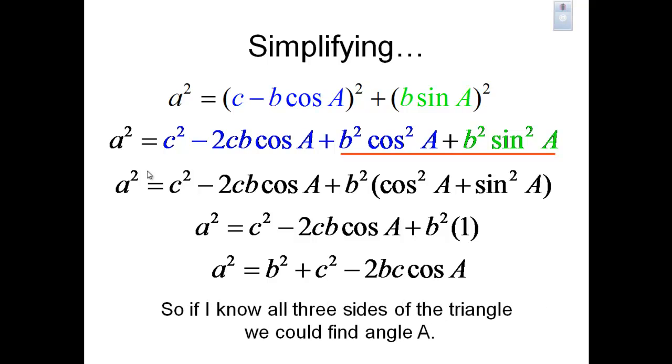So if we know all three sides of the triangle, we could find angle A just by using our formula. We see that angle A is over here. Now, this doesn't look great. I mean, we can use it, but it's not necessarily straightforward. But the law of cosines helps us: whenever we know all three sides, we can find any given angle.